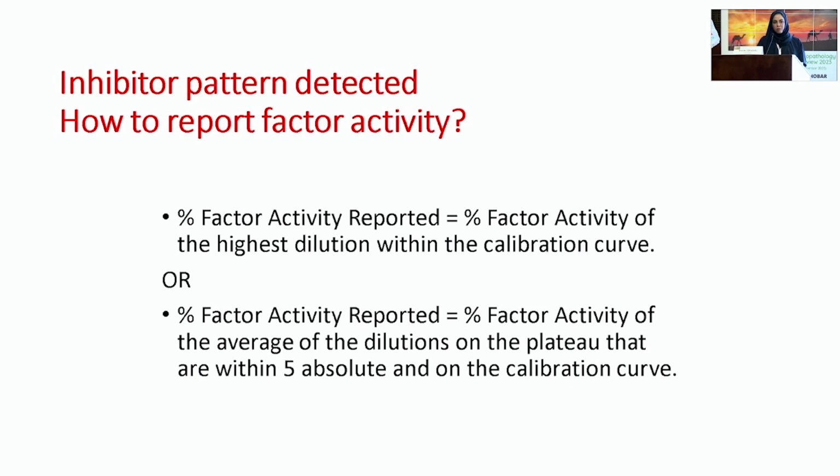So how do you report the factor activity? You can either report it as percentage of factor activity of the highest dilution within the calibration curve, or you can use the plateau of 5 absolute, and as long as it's within the calibration curve.